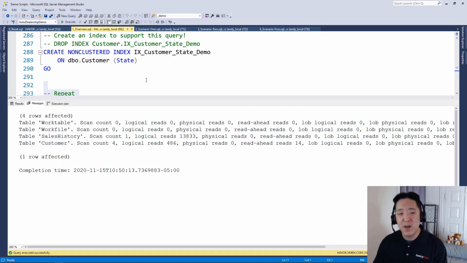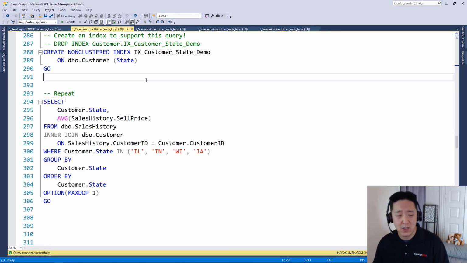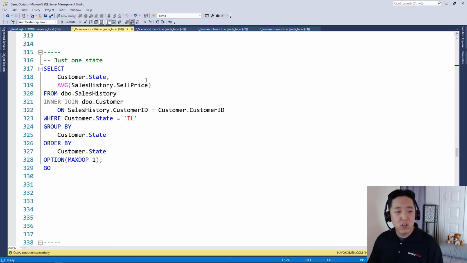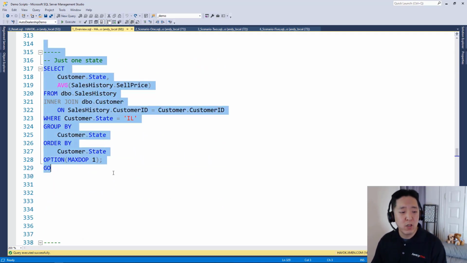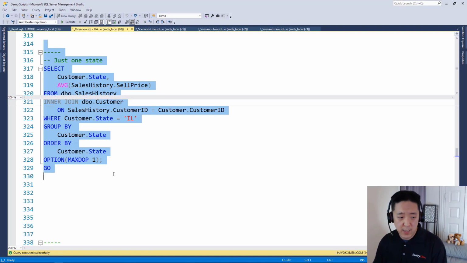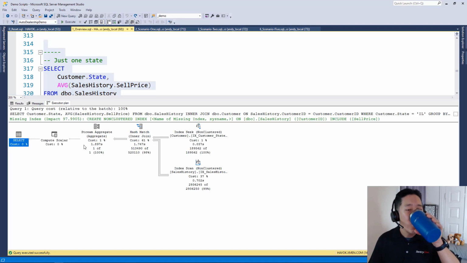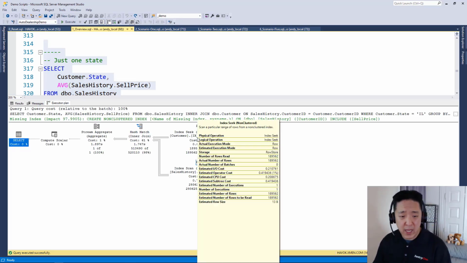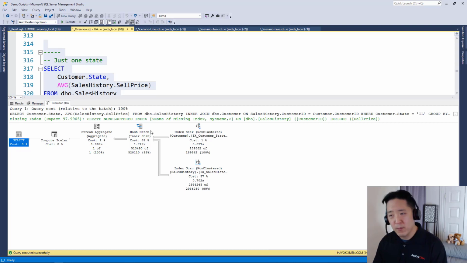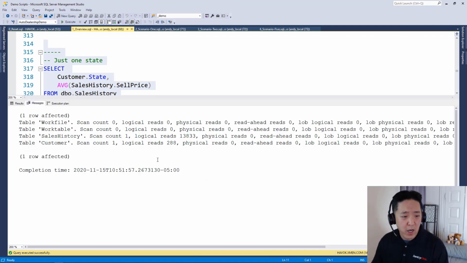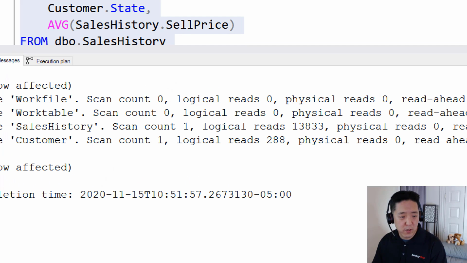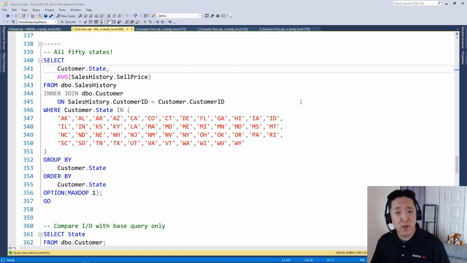Okay, so here's where you find those hints of repetitive access. So just as a baseline, let's see what this happens to look like if I only query with one single state. So this is our best case scenario. I have an execution plan. I have a single index seek here. I'm not going to bother opening up the properties tab. But if you look at the customer table here, scan count 1, 288 logical reads. That's pretty good.